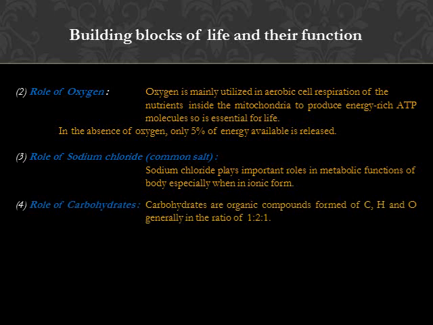Third, the role of carbohydrates. As described earlier, in aerobic cell respiration, we require a nutrient, that is glucose. Glucose is a carbohydrate, right? So their importance is for utilization, for liberation of energy. The energy we utilize in the form of ATP is produced only by breaking down of glucose, which is a carbohydrate. Carbohydrates are organic compounds formed of carbon, hydrogen and oxygen, generally in the ratio of 1 to 2 to 1.